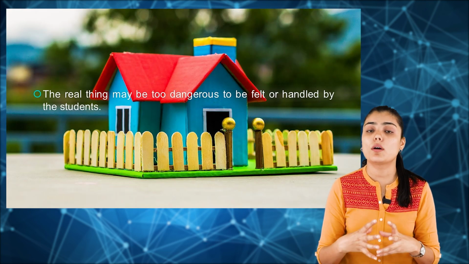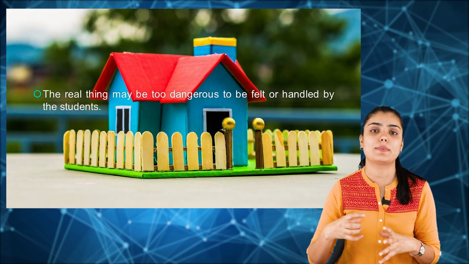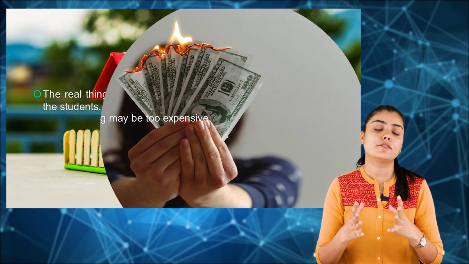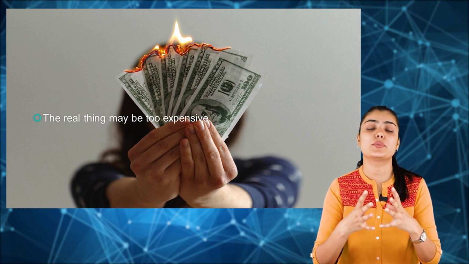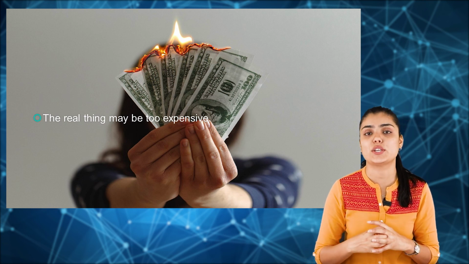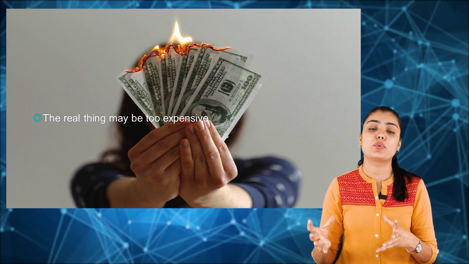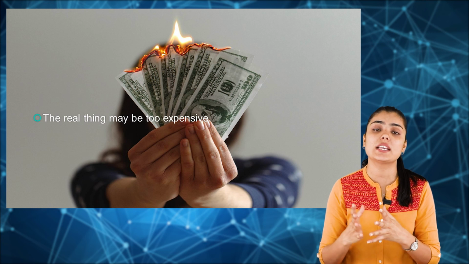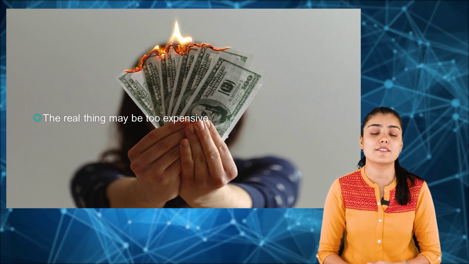When the real objects are too dangerous to be handled by the students, in such situations, models can be used. The fourth purpose of using a model as an educational media is that the real objects are very expensive for the teachers or for the organization to afford. It is not easy to bring real objects to show to the students. In such cases, when the objects are very expensive, models can be used in place of the real objects.